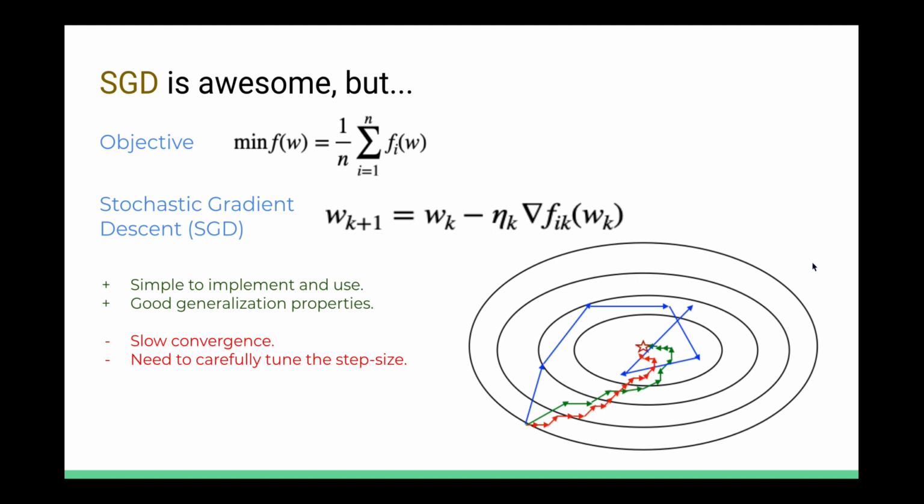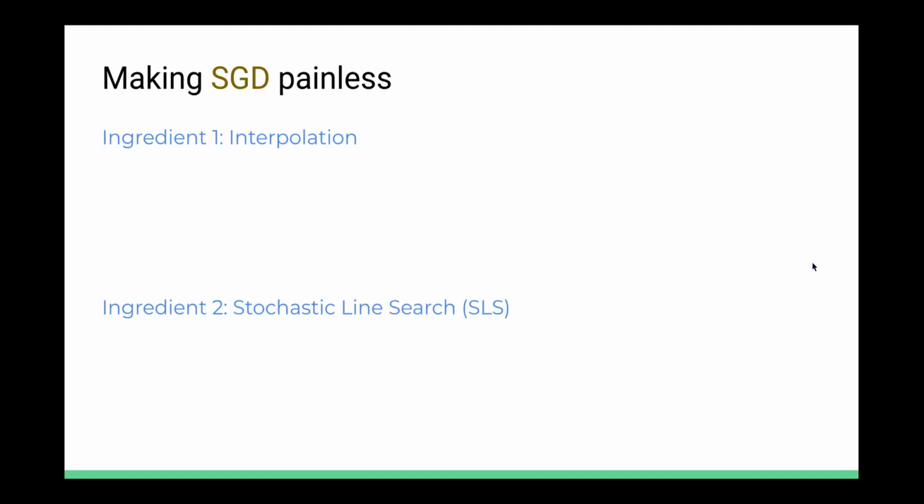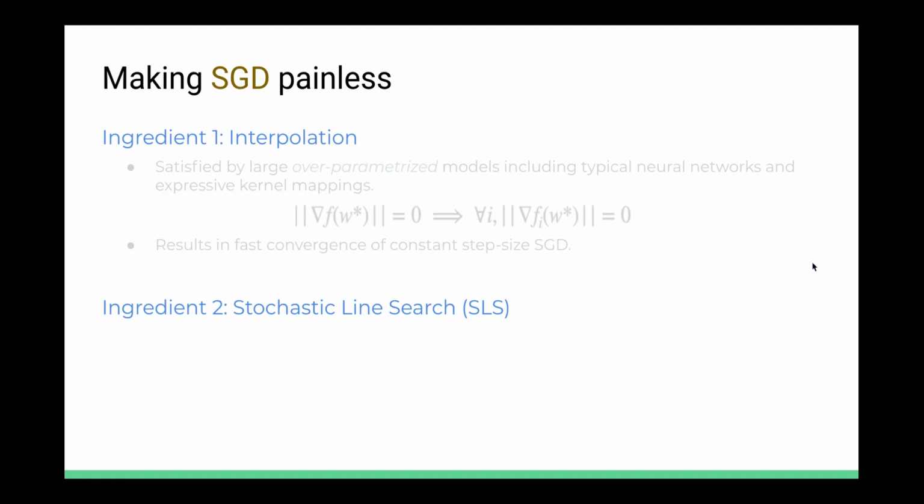The green line shows a tuned SGD. However, the step size needs to decrease as the iterations progress in order to converge to the solution. This results in the slower convergence of SGD. These factors can make the implementation and use of SGD painful. In this paper, we propose to use two ingredients to make SGD painless: interpolation and stochastic line search.